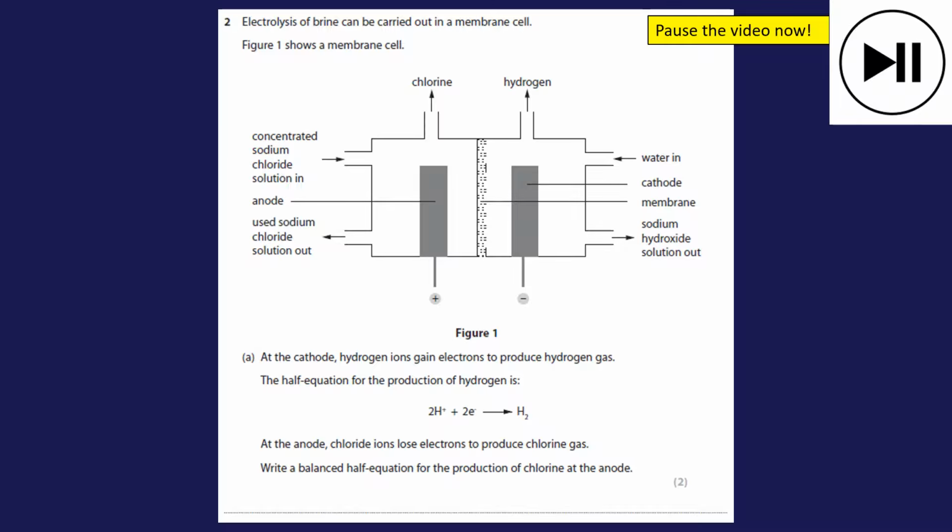Okay, so I know that chlorine and hydrogen are made, it's telling me that. I know that sodium hydroxide is also made, but I can see that in the diagram. Let's answer the question. At the cathode, hydrogen ions gain electrons to produce hydrogen gas. I knew that anyway, because I'm a smarty pants. At the anode, chloride ions lose electrons to become chlorine gas. Yes, they do. I need 2 chlorides and I'll have 2 electrons. There we go. Done. 2 marks for that.